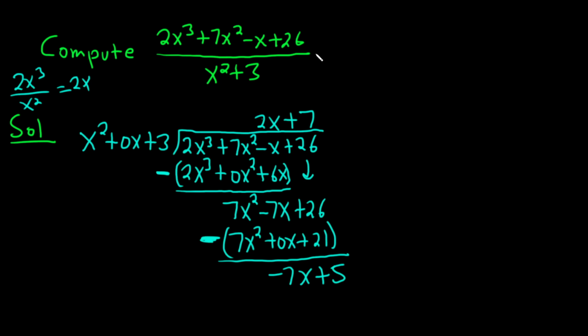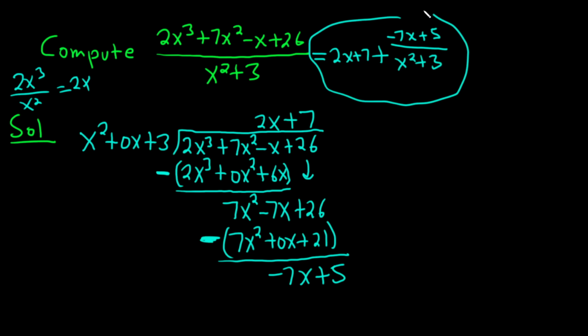So now we can write the final answer down. This is equal to the quotient, which is this part here, 2x plus 7, plus the remainder, which is negative 7x plus 5, over the divisor, which is x squared plus 3. And that's the answer. It's going to be the quotient plus the remainder over the divisor. So 2x plus 7 plus the quantity negative 7x plus 5, all divided by the quantity x squared plus 3.